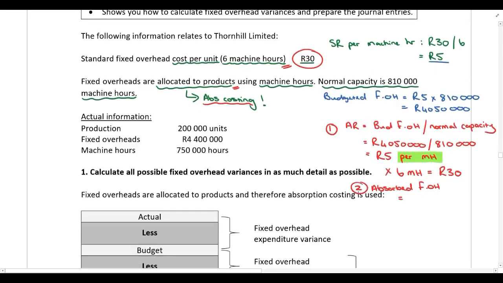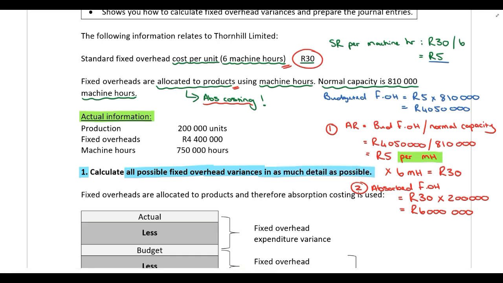So then how do we calculate the absorbed fixed overhead? We take the allocation rate and we multiply by actual production. So you were given the actual information, you were given actual production, the actual fixed overhead cost, and also actual machine hours. So actual production is 200,000 units, which means the absorbed fixed overhead is 6 million Rand. All right, and in this question, first in part 1, you need to calculate all possible fixed overhead variances in as much detail as possible.